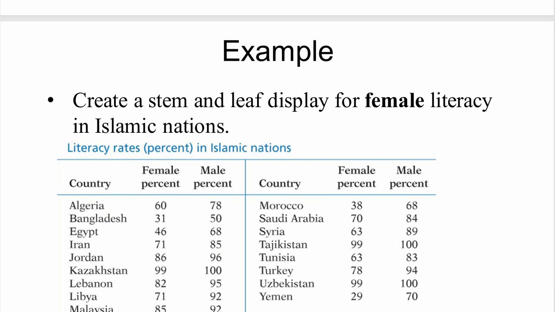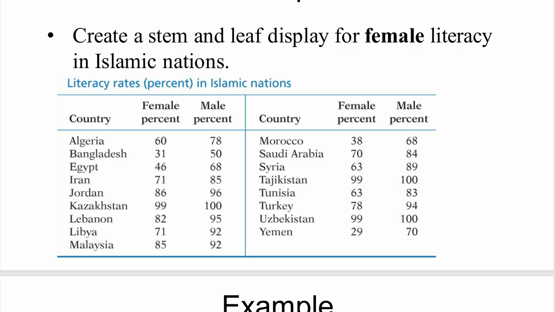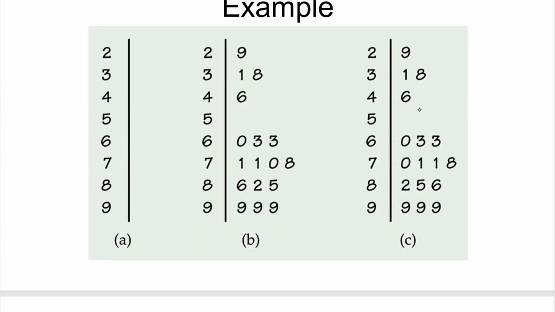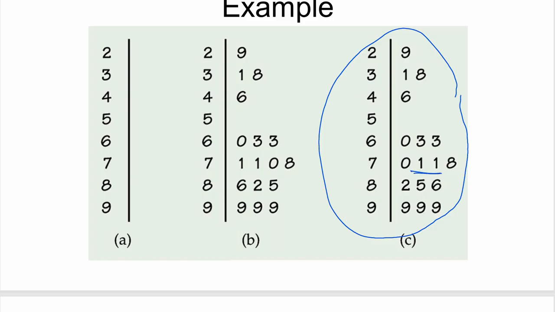Now let's take a look at another example. In this example, we are looking at creating a stem and leaf display for female literacy in Islamic nations. We are only going to focus on the female aspect of our data here, and I want you to create a stem and leaf display for that. Now you will notice that this is the final work. So here we create a stem. Here we attach the leaves. And in this case, which is the third stage, we just rearrange the leaves in ascending order. So here's 1108. We rearrange them from the smallest value to the largest value.